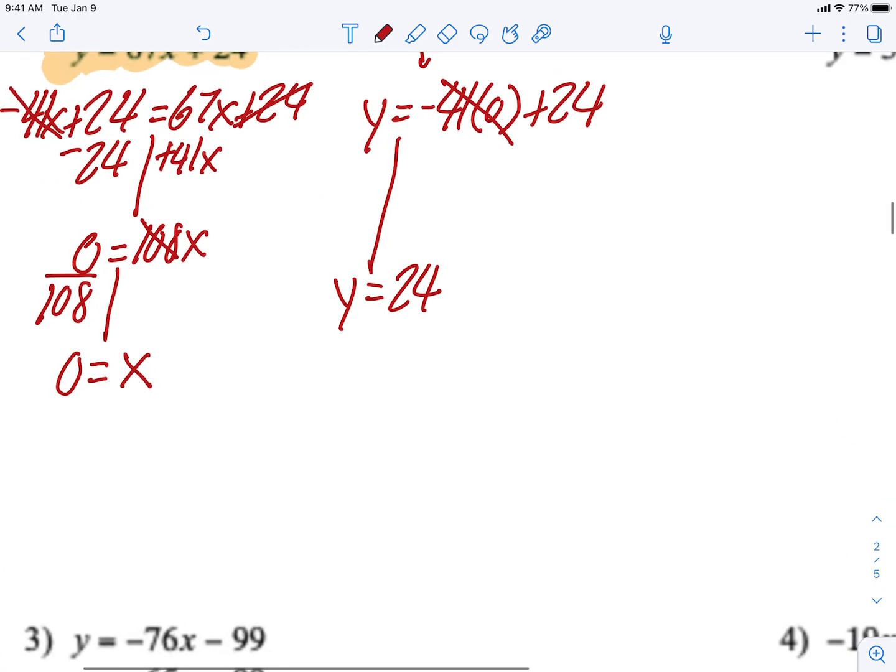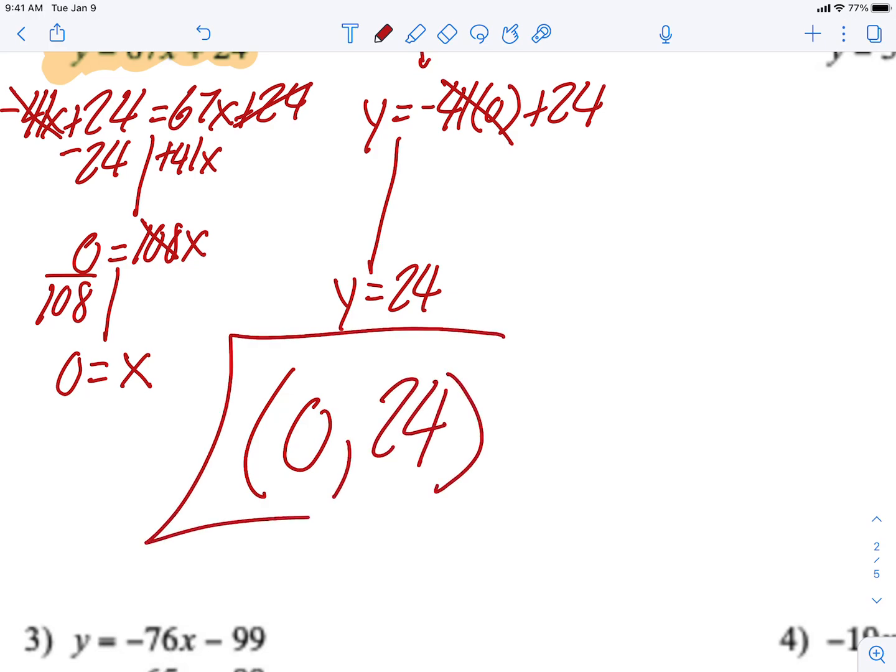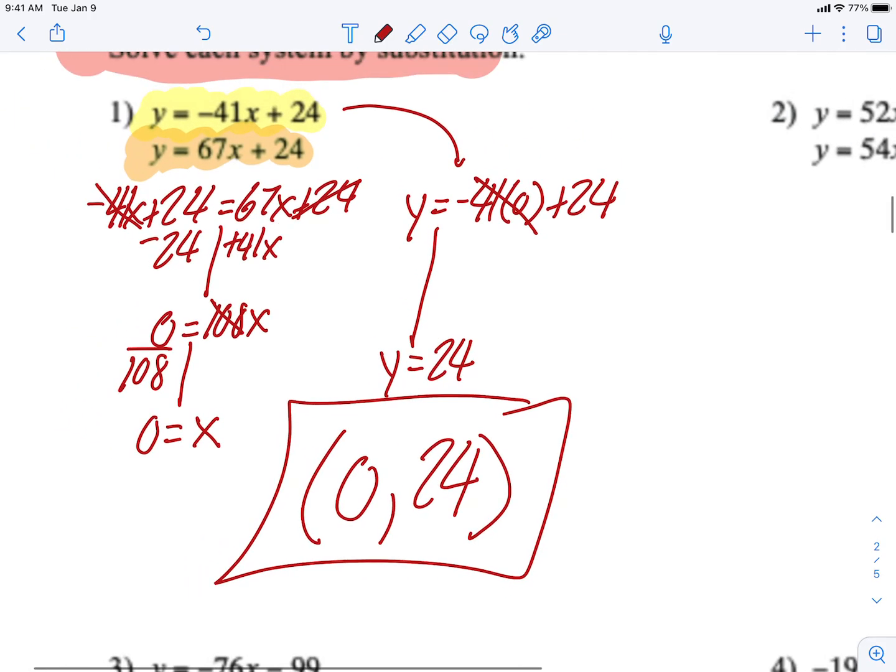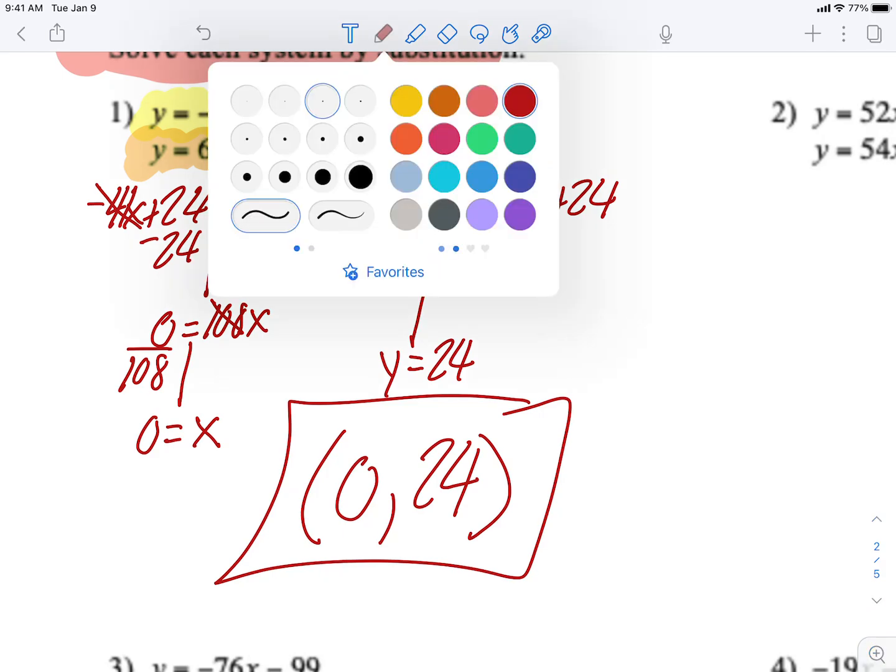So my solution for this, kiddos, is x, which is 0, comma y, which is 24. And that's number 1. Okay, substitution, right? Substitution. Next.